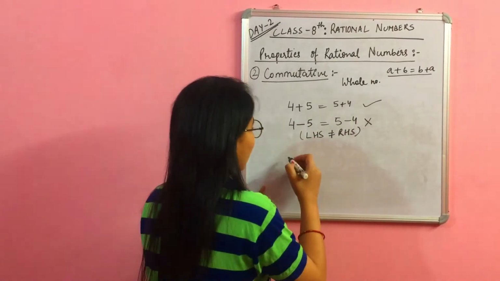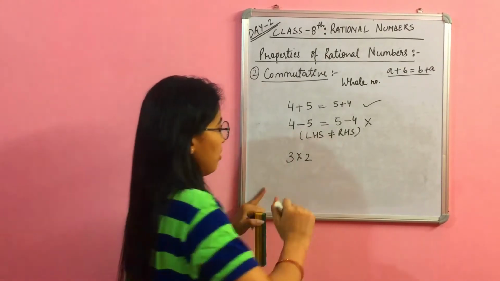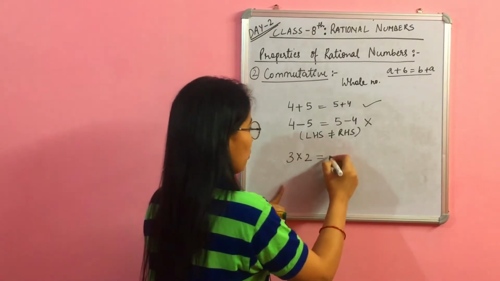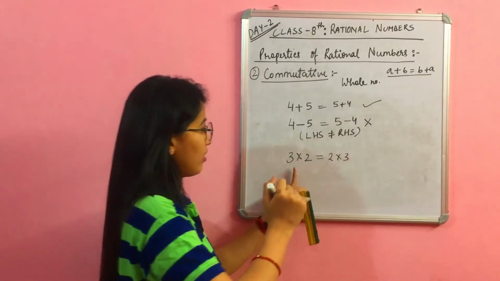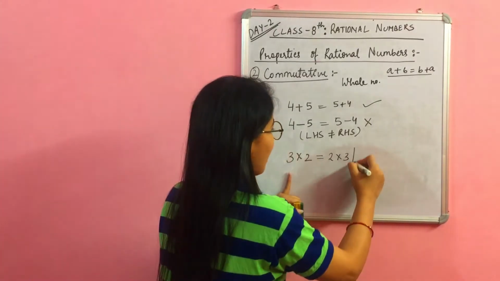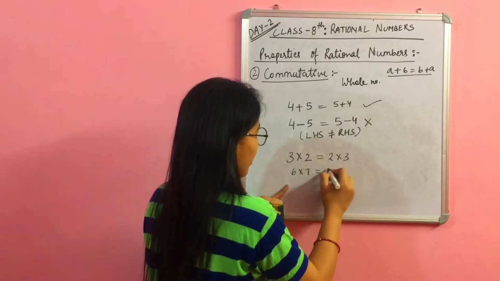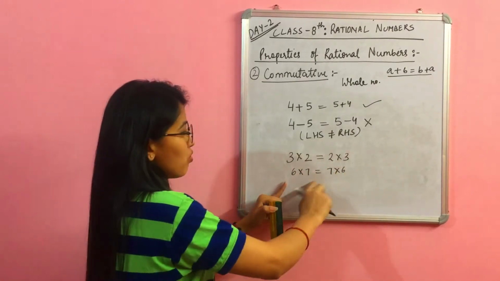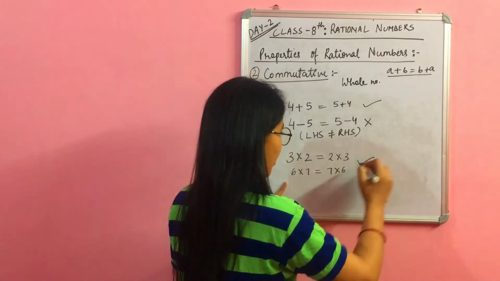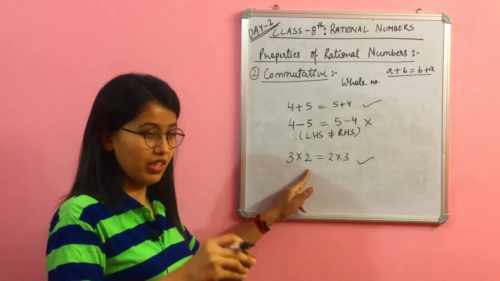Let us move to multiplication as well. Let us say we are having two whole numbers, 3 and 2. When we multiply 3 and 2 and 2 and 3, these two quantities will be equal. You can take another example as well. If we take 6 into 7, 7 into 6, LHS is equal to RHS always in the case of multiplication. So our property is satisfying in the case of multiplication as well.